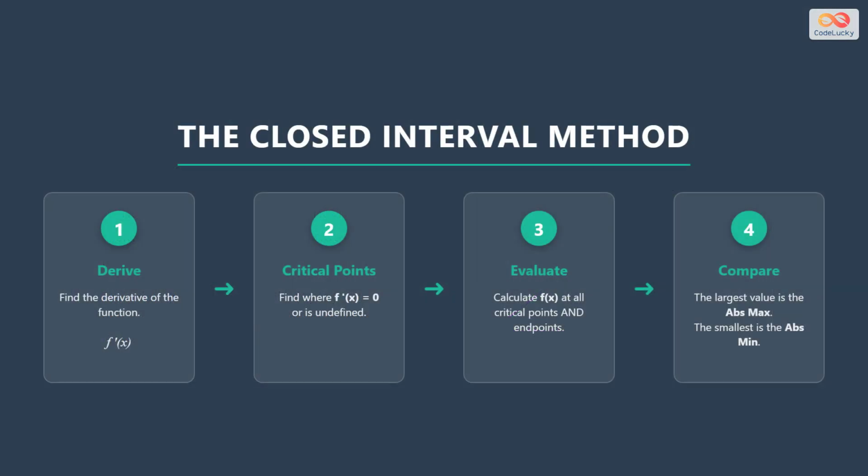So how do we find them? We use the closed interval method. It has 4 steps. Step 1, find the derivative. Step 2, find the critical points where the derivative is 0 or undefined. Step 3, evaluate the function at the critical points and at the endpoints. Step 4, compare the values. The biggest number is your max and the smallest is your min.